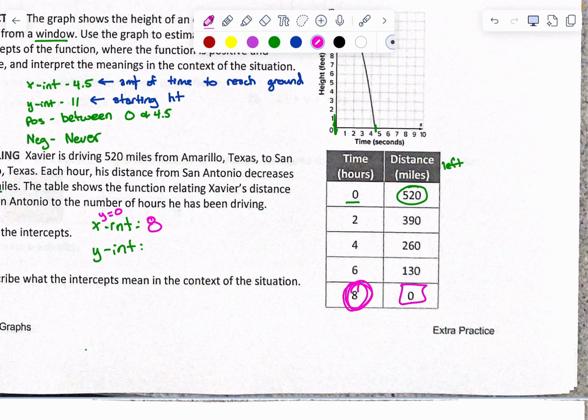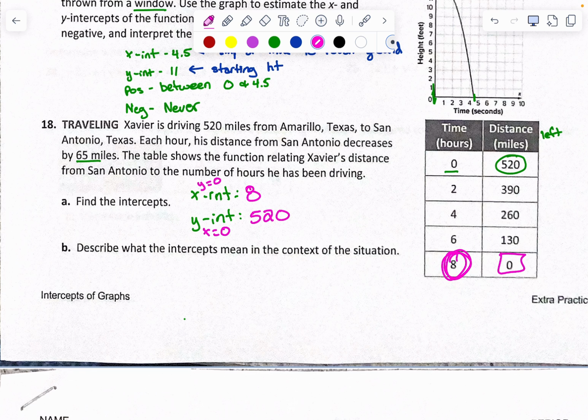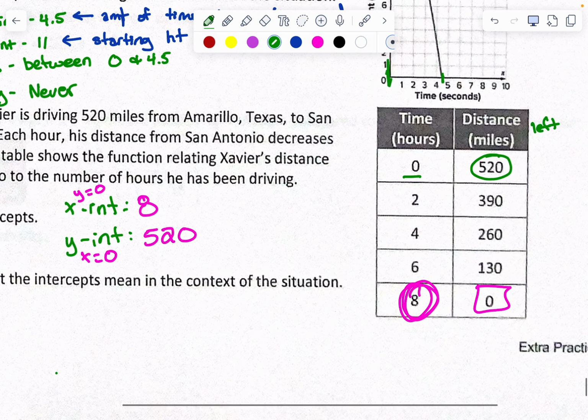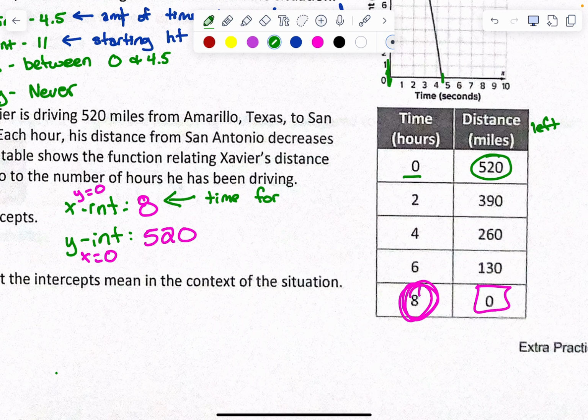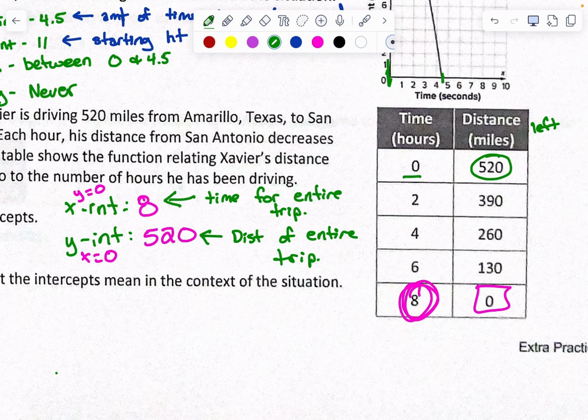Now for the y-intercept, the x should be 0. So what is the y-intercept? 520 miles. Yep. Find the intercepts. Describe what the intercepts mean. So 8 is the what? How long it takes to go. The time for the entire trip. What does 520 represent? How far to go, the distance of the entire trip. Something of that nature. It doesn't have to be exactly that, but something like that will work.